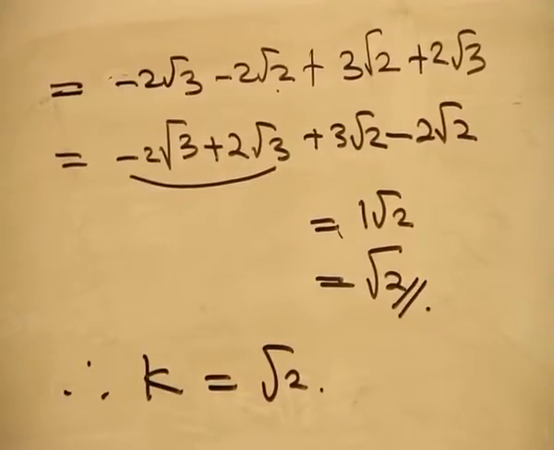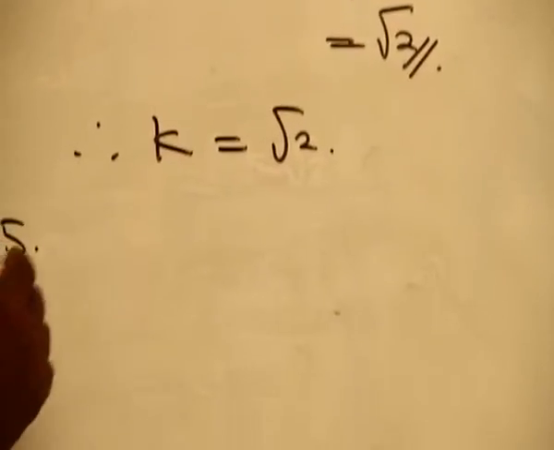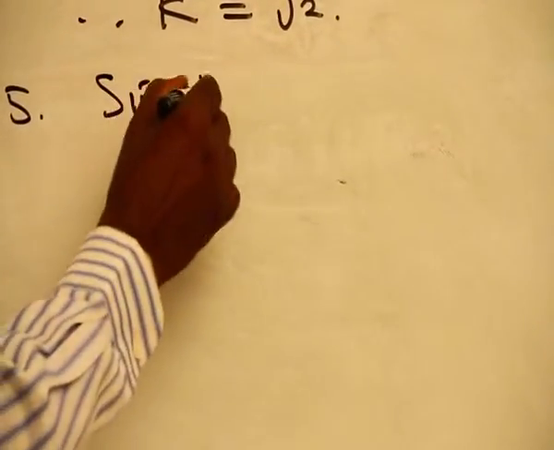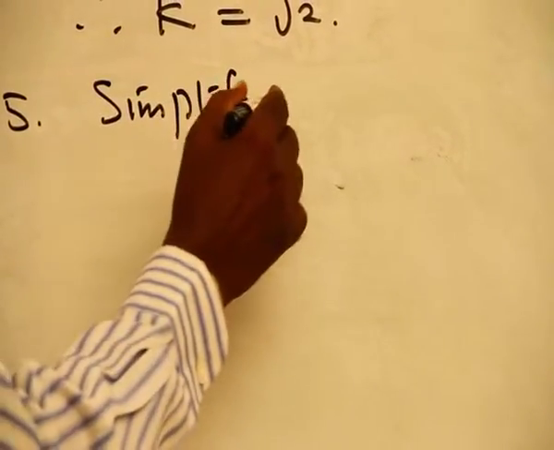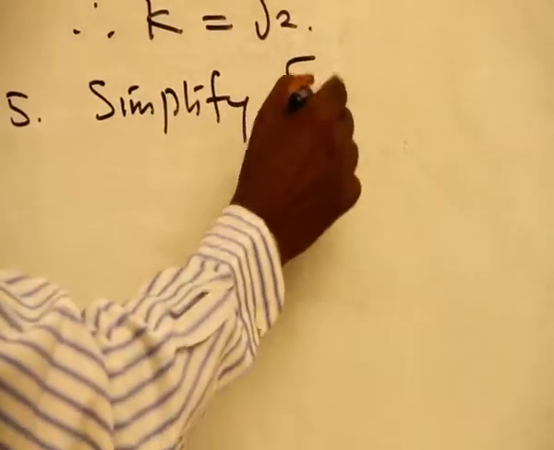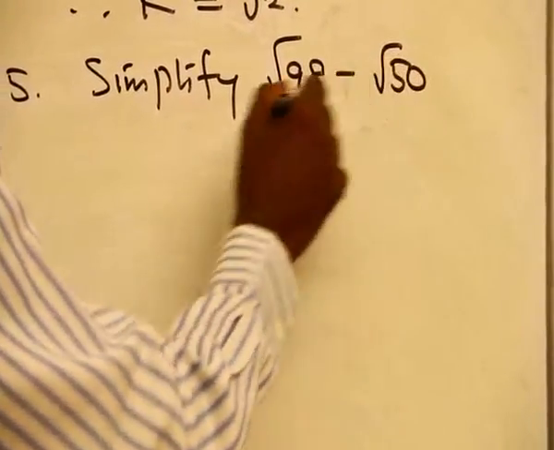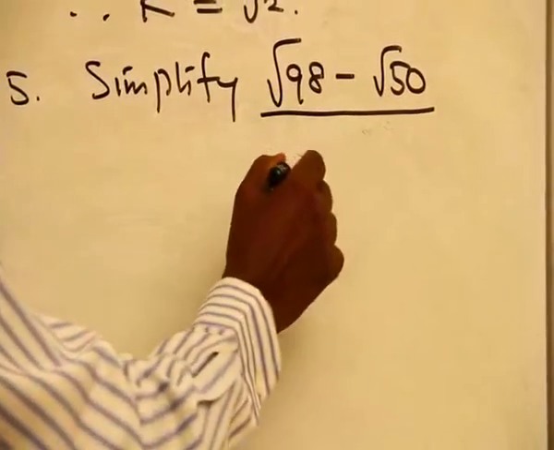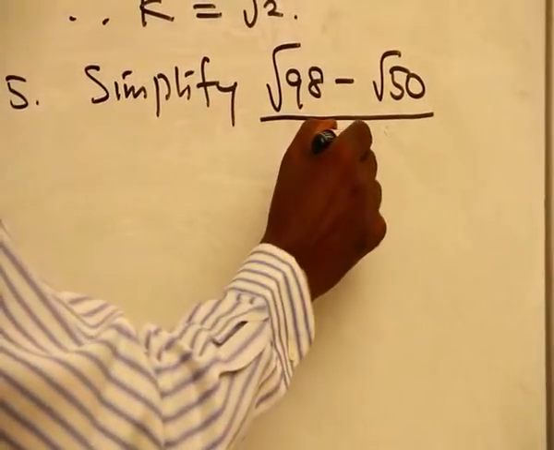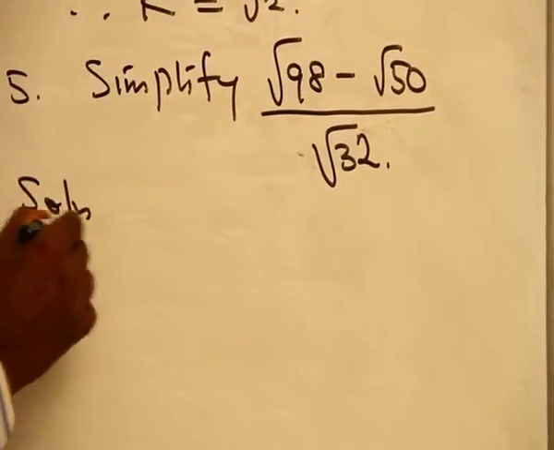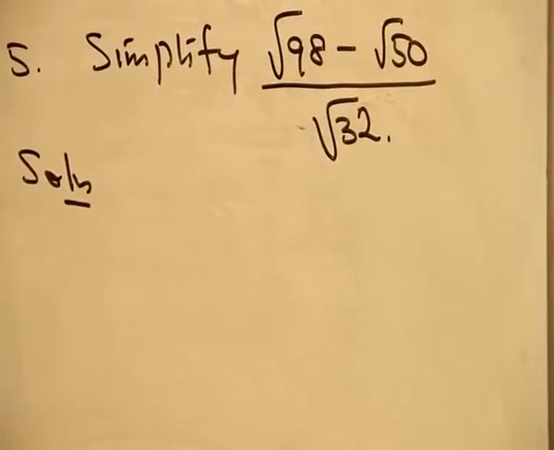Let us still look at another question. 5. This is important too. Simplify the square root of 98 minus the square root of 50 divided by the square root of 32. Now, solution. Please observe something here.